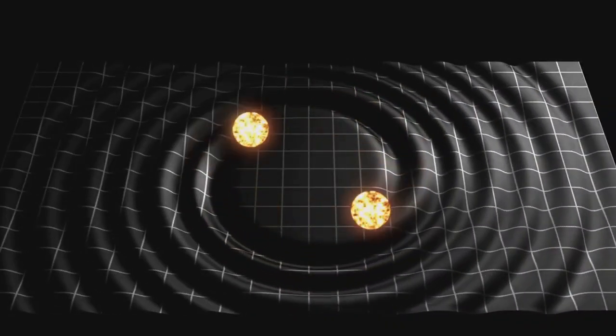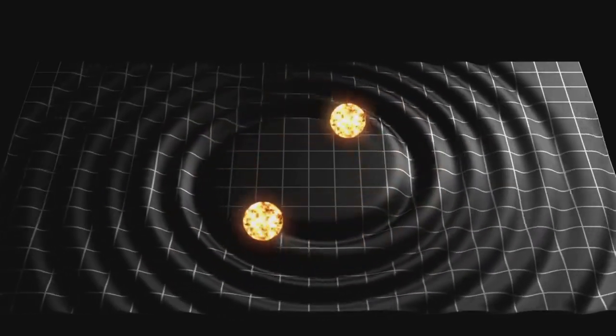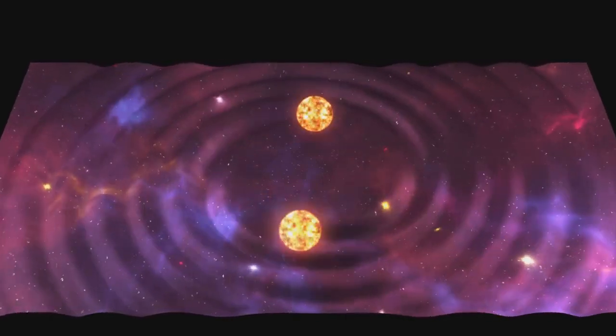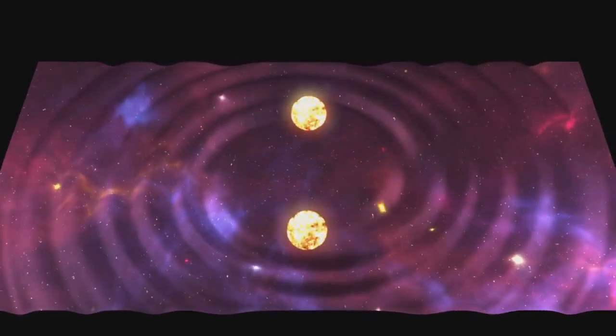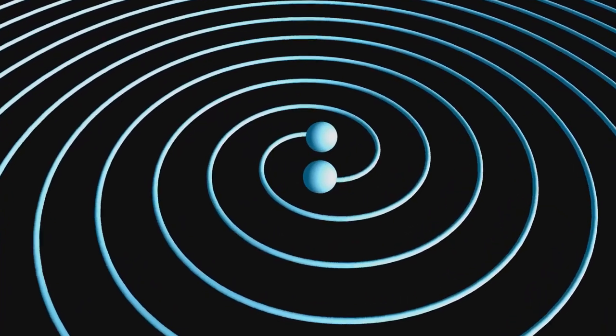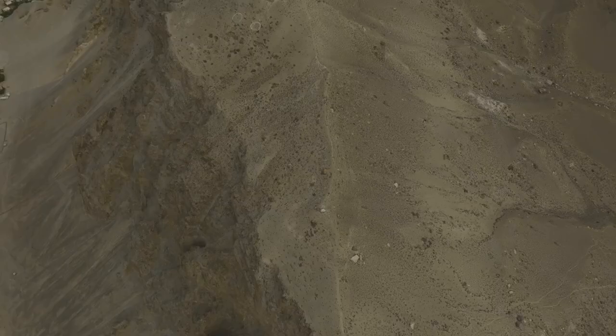Massive objects like black holes or neutron stars colliding create disturbances in spacetime. These disturbances are what we call gravitational waves. Gravitational waves are ripples in spacetime, traveling at the speed of light. They carry information about cosmic events, opening a new way to observe the universe.